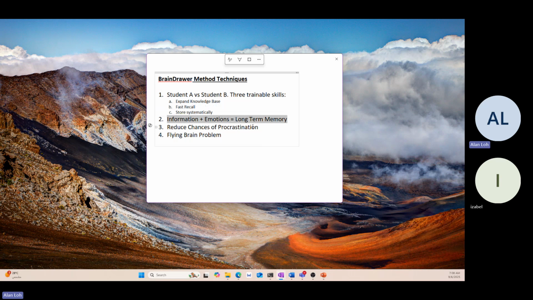Now, point number 3 is we are trying to reduce the chances of procrastination, right? When you are assigned to a task that is so boring and so repetitive, the chances of you continuing doing that for a long period of time is much lower compared to if the task is shorter, right? That is just normal logic, 1 plus 1 equals 2, right? So how is this BrainDrawer method able to reduce procrastination chances? I'll give you one example.